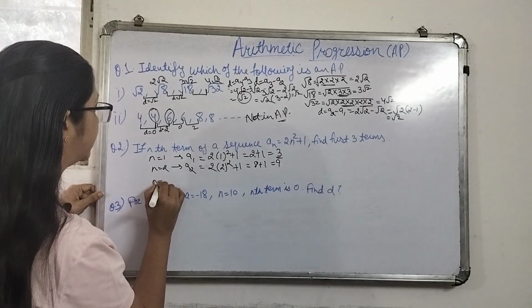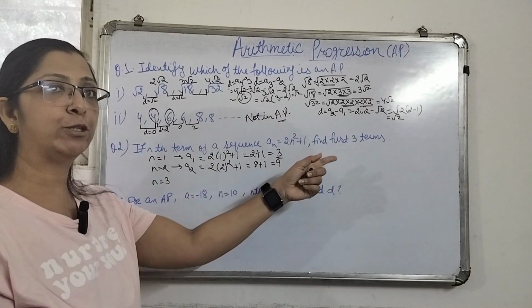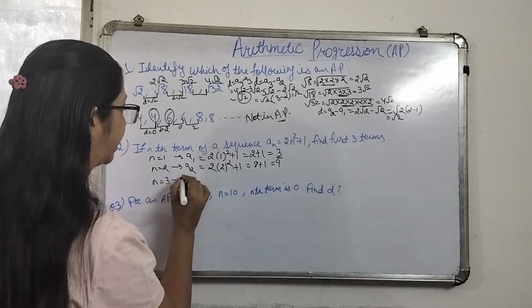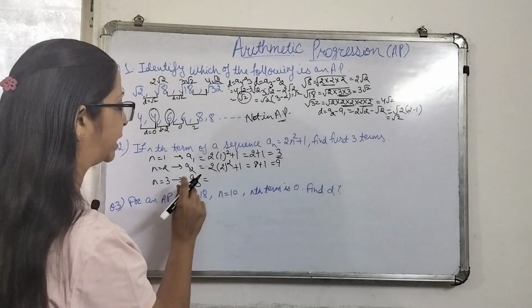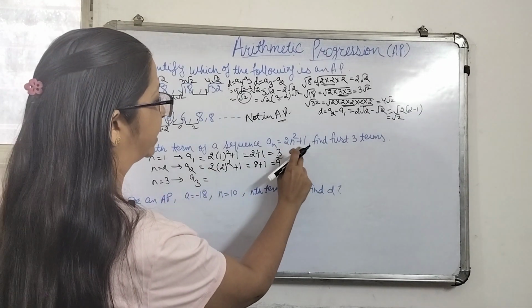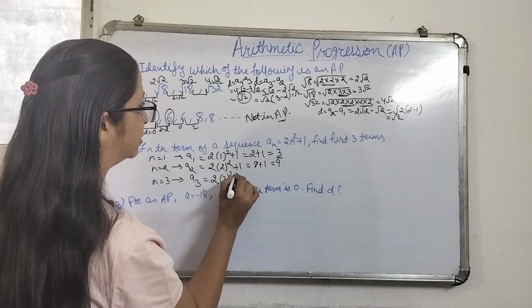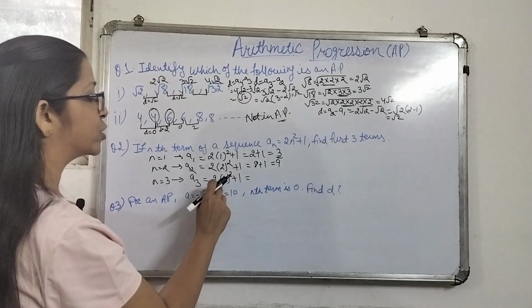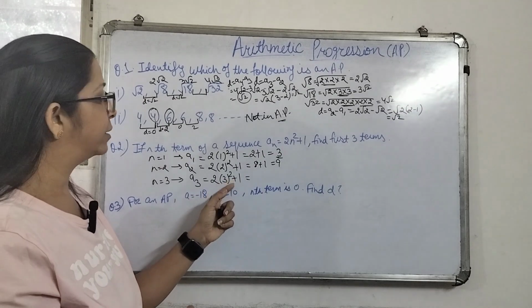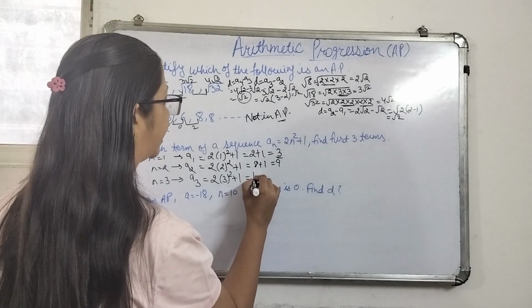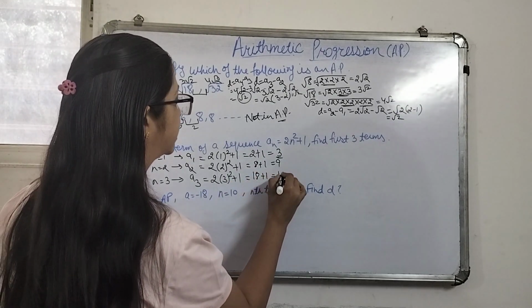For finding the third term, we will be keeping n is equivalent to 3. So if we keep n is equivalent to 3, it will be the third term, that is a3. For that, instead of n we will be writing 3. So it will become 2 multiplied by 3 square plus 1. So square of 3 is 9, 9 multiplied by 2 is 18 plus 1, that is 19.